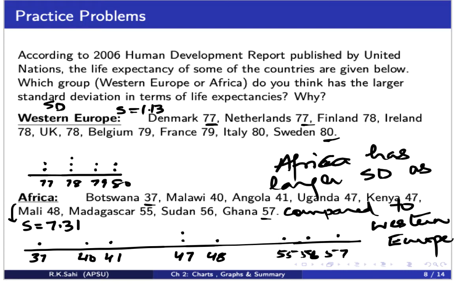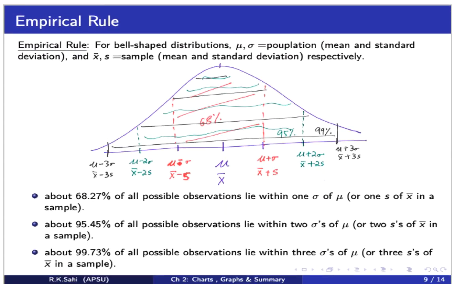Okay, let's start with the empirical rule. Now, what is an empirical rule? Empirical rule says if we have a bell-shaped distribution, then the population mean and standard deviation, or the sample mean and sample standard deviation, have this specific information in terms of how many observations lie within 1 or 2 or 3 standard deviations of the mean.